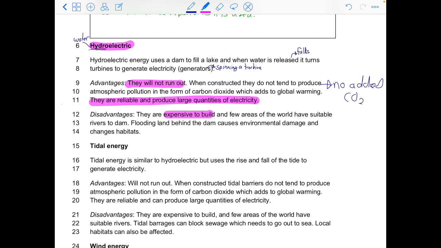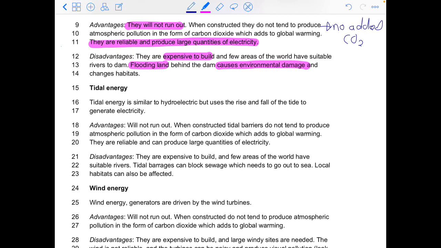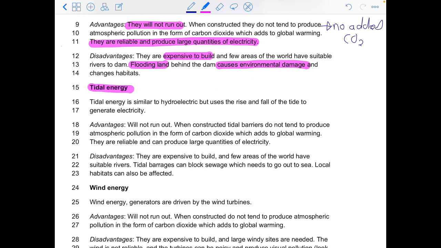When you build that dam, when you build something to catch that water as it's going, you can flood a lot of land, which causes environmental damage and can change habitats. So it can change the whole environment of where something is. So it's a big disadvantage. It's very expensive and it can cause a lot of environmental damage. So that's hydroelectric. Then we're going to look at tidal energy.